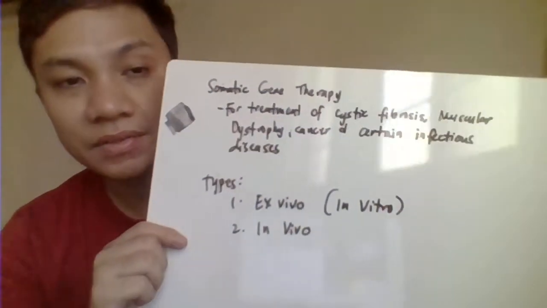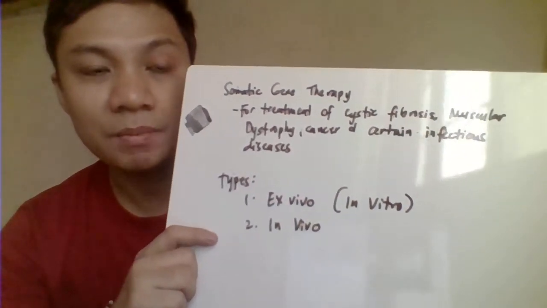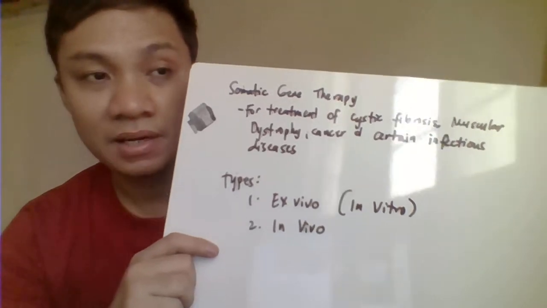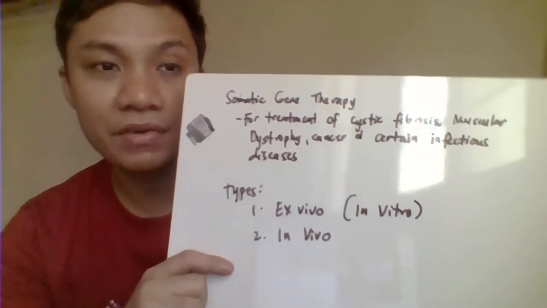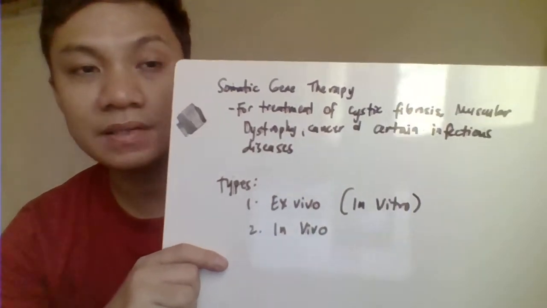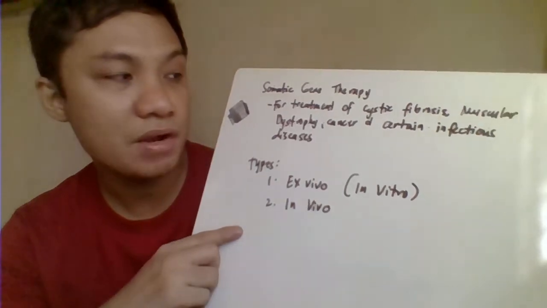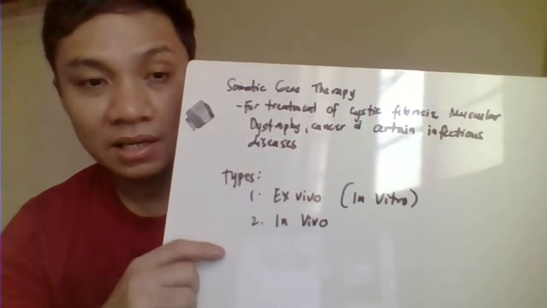Okay, then we have here, so first we discuss somatic gene therapy. This one is involved here for the treatment of your body cells, except your sex cells. So it's used for the treatment of diseases like cystic fibrosis, CF, muscular dystrophy. We also have some cancers and some infectious agents.